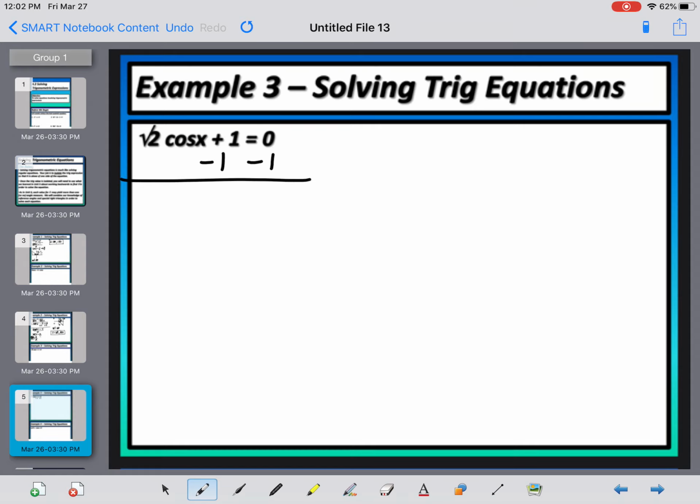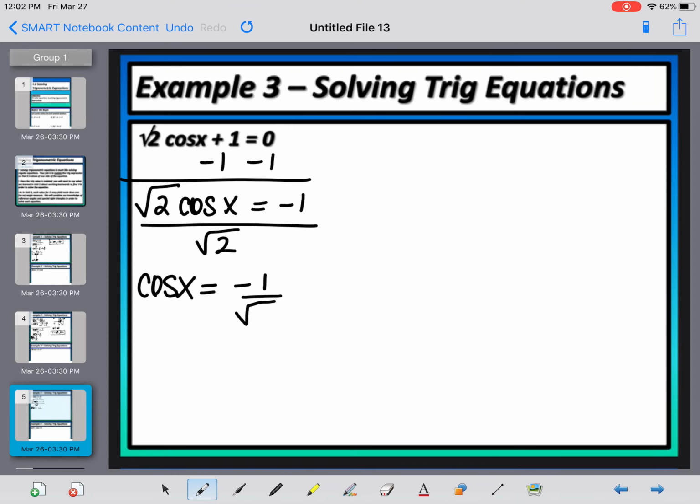Oh, now we've got some square roots. Okay, so I'm going to subtract 1. And I can just divide out that square root. Remember, we're just trying to get the trig alone. Okay, so I'm going to leave this with the radical on the bottom because remember, that's how we set up our special rights. Anytime that it had been rationalized, you had to undo that anyway.